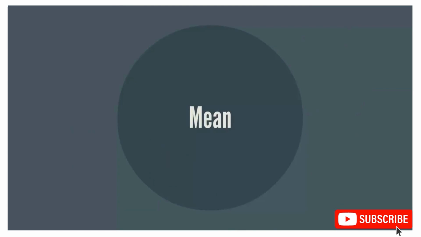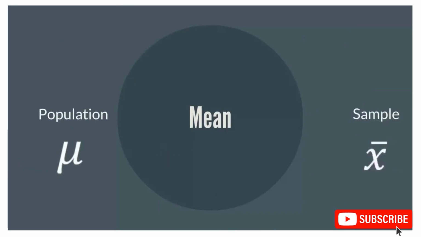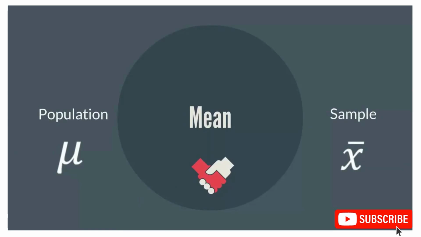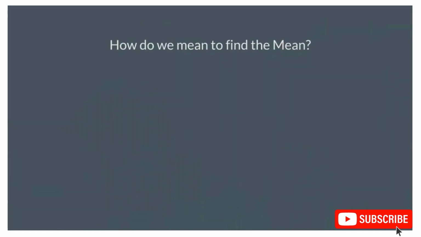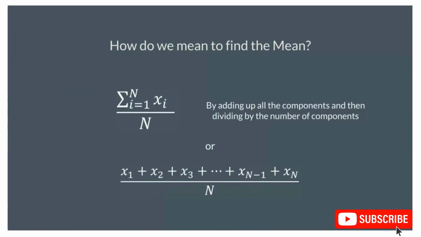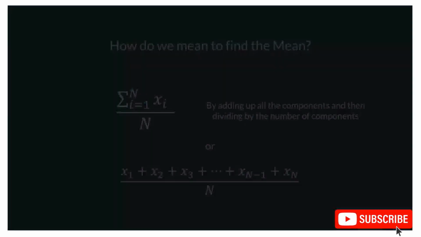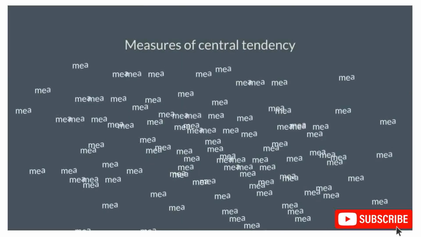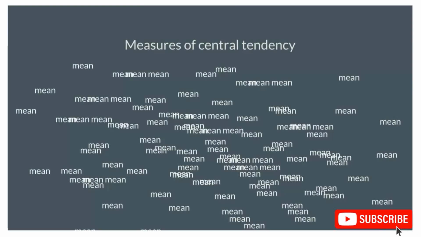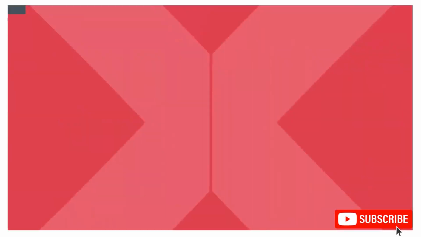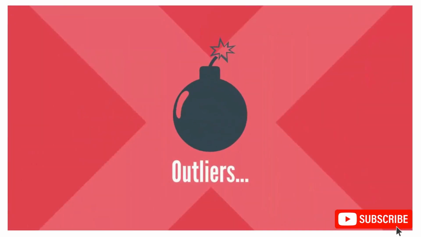It is denoted by the Greek letter mu for a population and x bar for a sample. These notions will come in handy in the next section. We can find the mean of a dataset by adding up all of its components and then dividing them by the number of components contained in the dataset. The mean is the most common measure of central tendency, but it has a huge downside. It is easily affected by outliers.